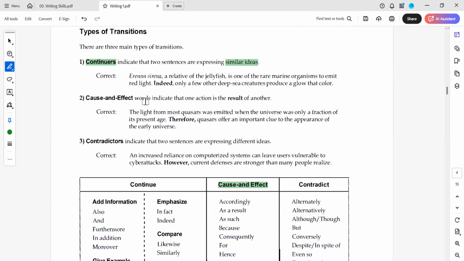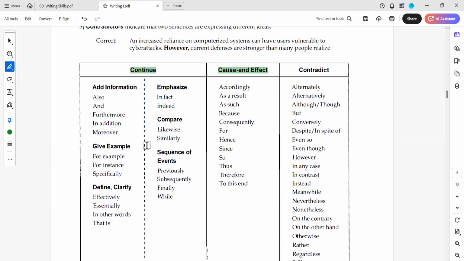Okay, guys, just to know it, here you have all continuers that you need to know. Let's read them together, okay? In continuers, we have different classifications. All of them actually are used to indicate we have similar ideas, but they may have slightly different functions. So to add information: also, furthermore, in addition, moreover. To give example: for instance, specifically. To define or to clarify: effectively, essentially, in other words, that is. To emphasize the idea: in fact, indeed. To compare similar things or similar ideas: likewise, similarly.